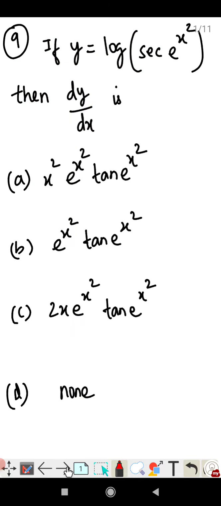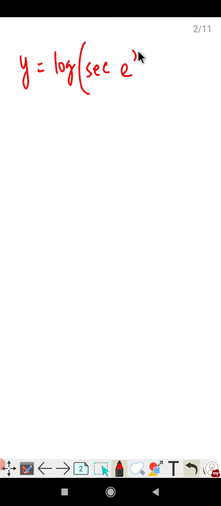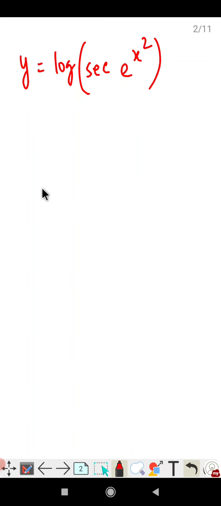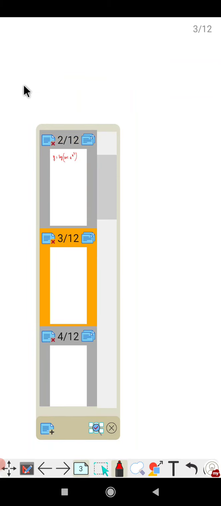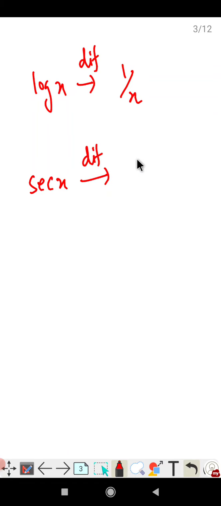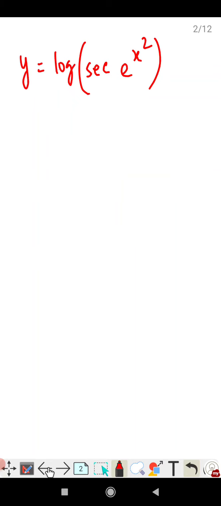secant e power x square. So what is differentiation of log x? Differentiation of log x is 1 by x. If I differentiate log x, I'll get 1 by x. Okay. What is differentiation of secant x? Differentiation of secant x is secant x into tan x. These are all the formulas you should know. So what is differentiation of x square? It is 2x.